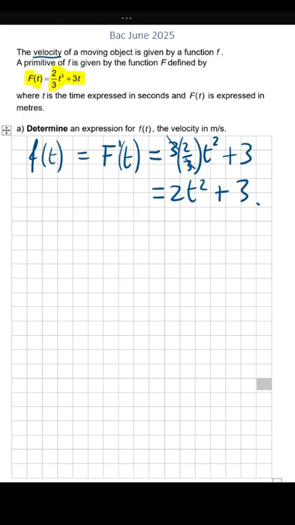Now, would you believe it? I've actually already finished off part A. There is nothing more to be done there, only to leave it like that. That is part A, done and dusted.